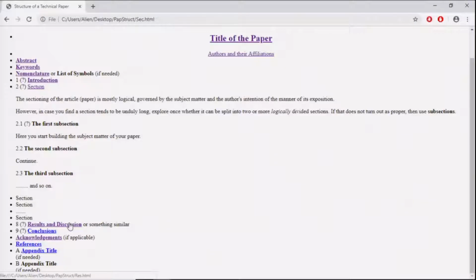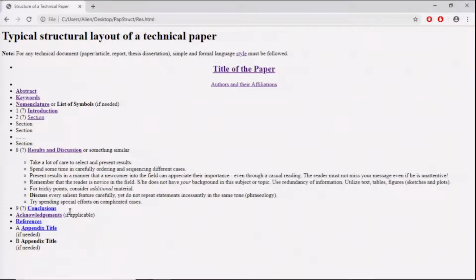So, what should go in the results and discussion section and in what manner? The first item listed here actually talks not only about reporting of the work, but also the conduct of the work, because it says take a lot of care to select and present results. The moment we talk about selecting some results of yours to present, that means that you actually have a larger set from which you are selecting some, and this is actually very important.